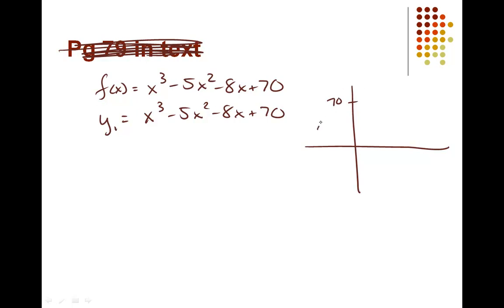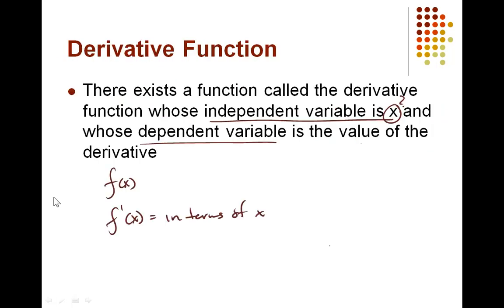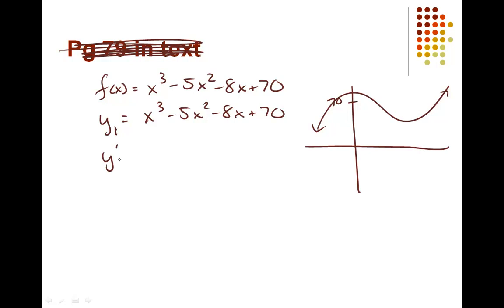But my function looks something like this. That's my y sub 1. Now stick with me for a minute. Don't worry about what the book says. What we want now is to find a second equation, which will be y prime, or f prime of x, that will show the derivative of this.